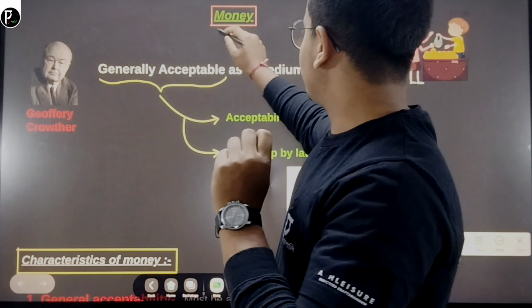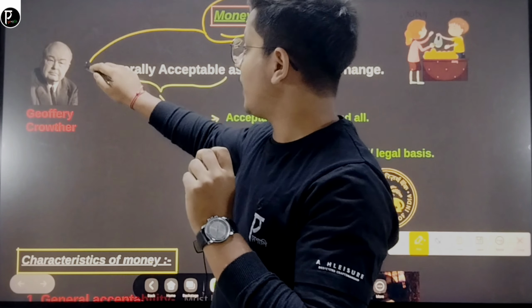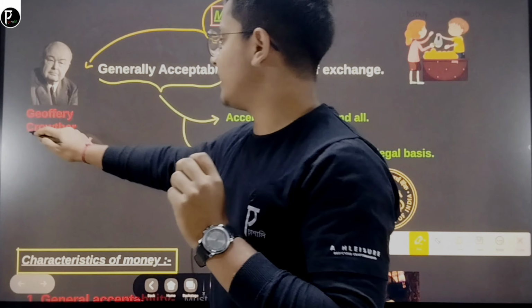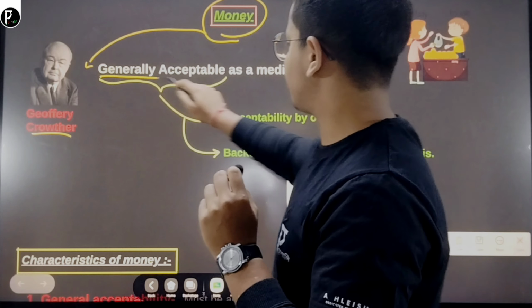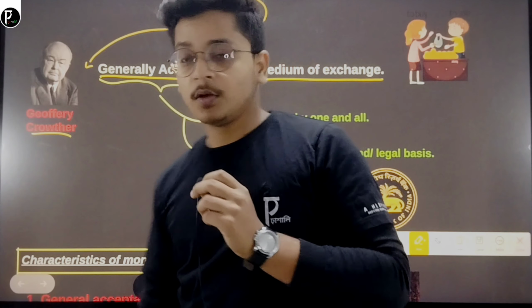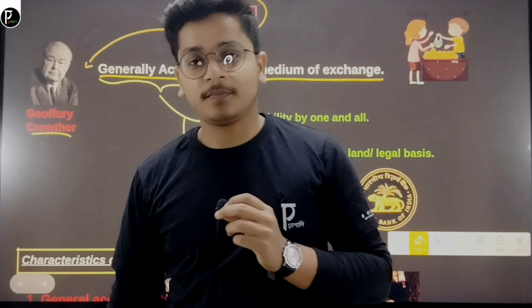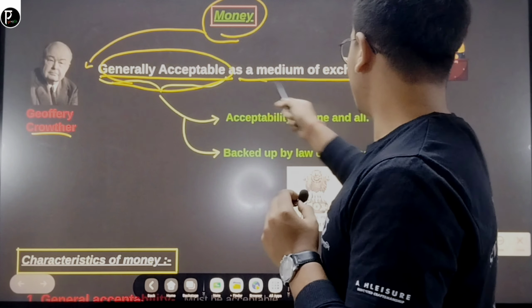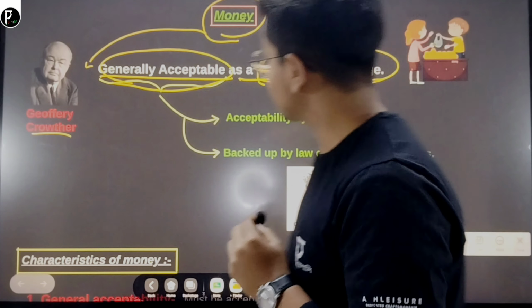Firstly, what is money? According to British economist Geoffrey Crowther, he said that anything which is acceptable as a medium of exchange is money. So, two things arise. What is generally acceptable and what is a medium of exchange?